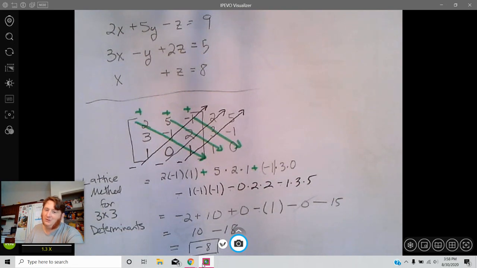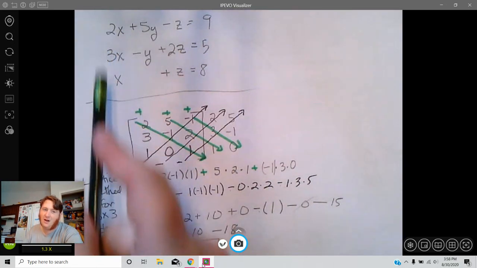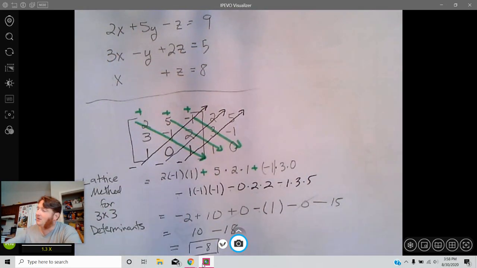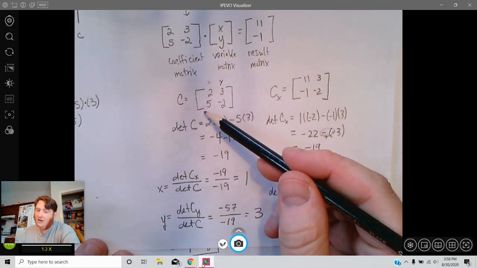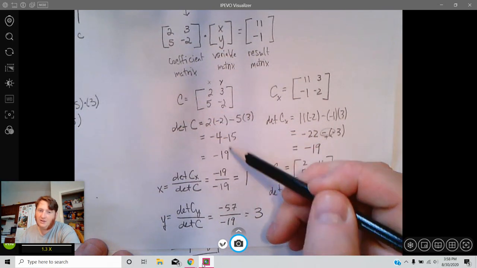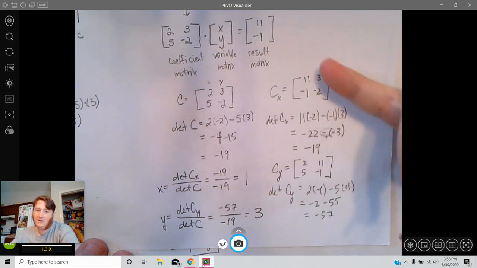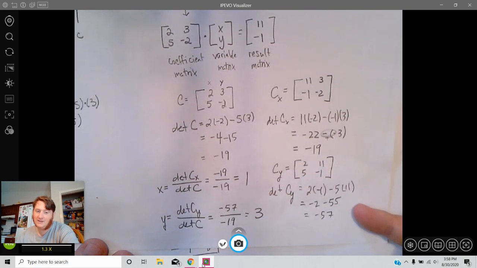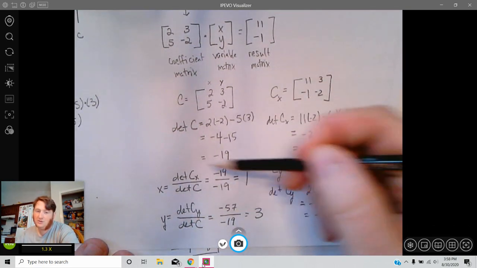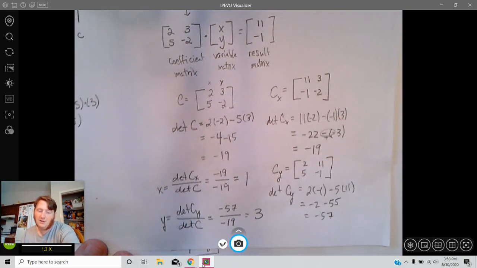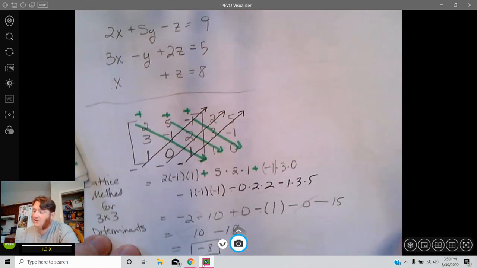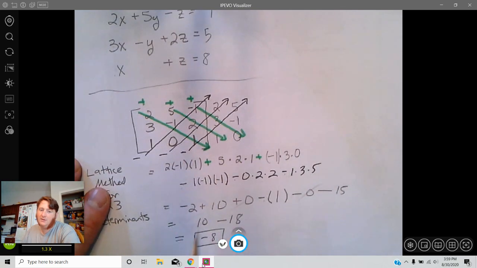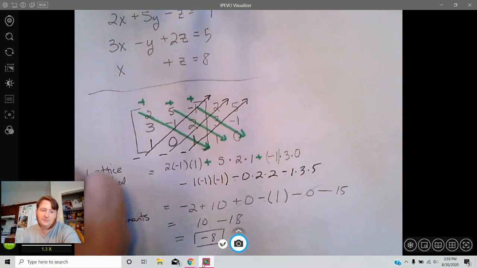But then you would have to change all these columns one at a time, and you would end up similar to what we did here. We just did C and got this determinant for the 3x3. You would have to do a CX, a CY, and a CZ, but then you would just do these divisions for that 3x3 matrix. But we're not going to worry about that in this class. In this class, you just have to be able to find the determinant of the 3x3.